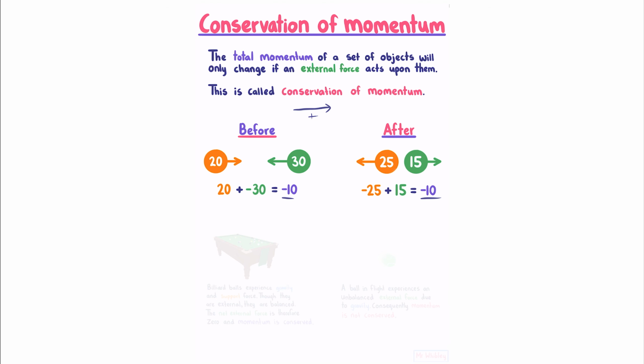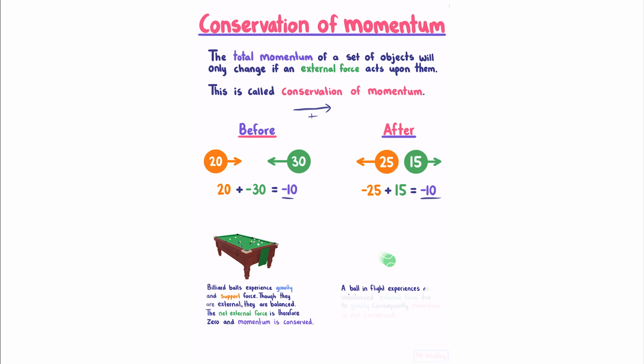Using this in a couple of examples, billiard balls experience gravity and the support force. Though they are external, they are also balanced. The net external force is therefore zero, and momentum is conserved. However, a ball in flight experiences an unbalanced external force due to gravity, and so consequently momentum is not conserved. And so to summarize, momentum can still be conserved if there is an external force, if that external force is balanced such that the net external force is zero, like it is here and like it isn't here.